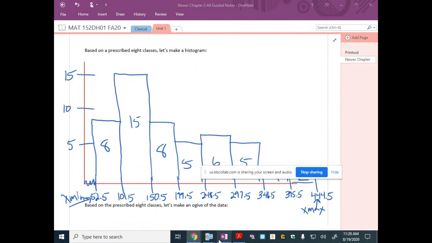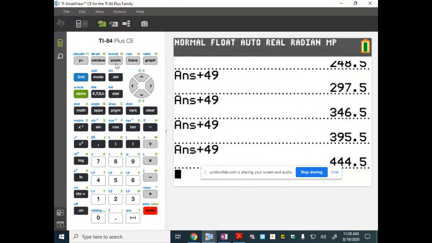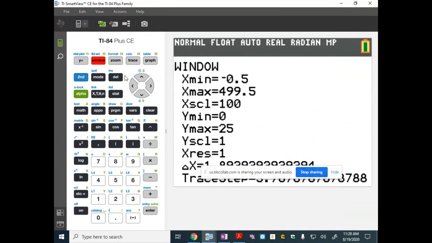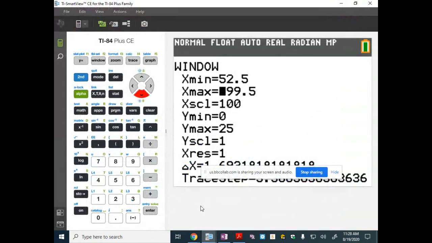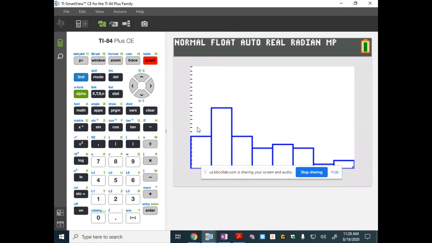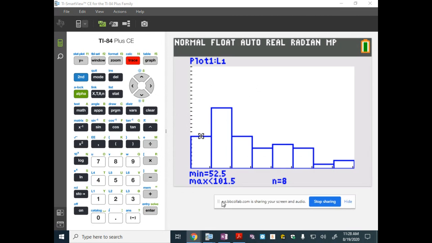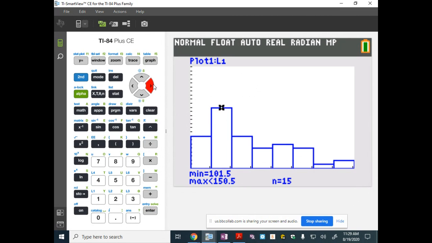All right, so if we go to the calculator, go to Window and change our X-min to 52.5, our X-max to 444.5, and our scale this time to 49. And if we trace, we had 8, 15, 8, 5, 6, 5, 1, 2. Boom.